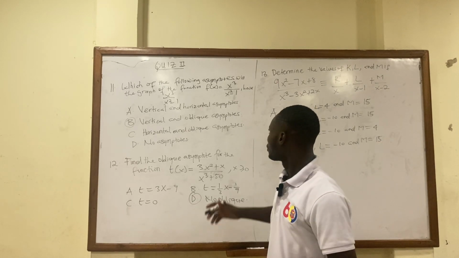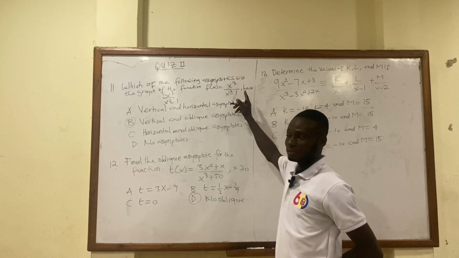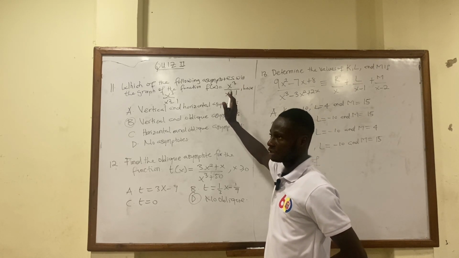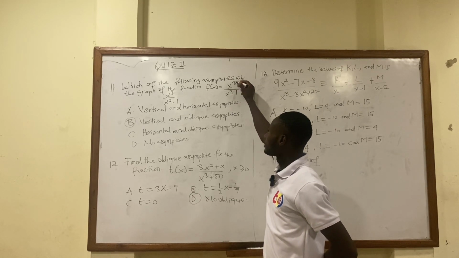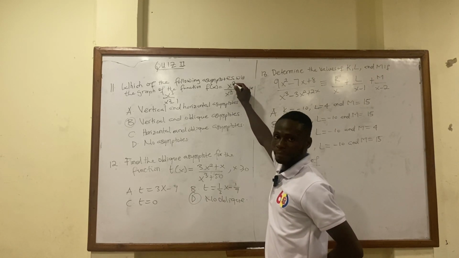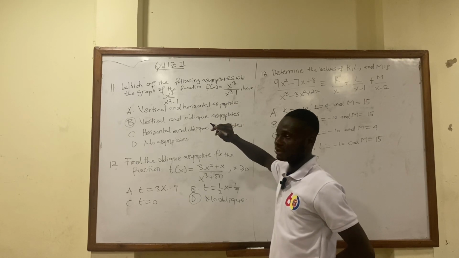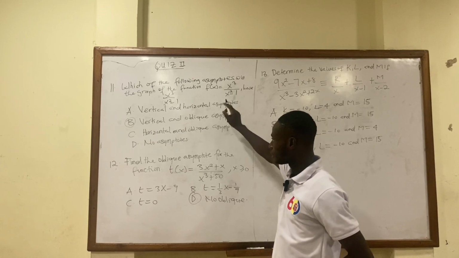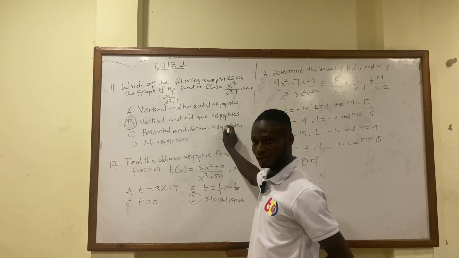All right, so in this question, there is no horizontal asymptote because the degree of the numerator is greater than the degree of the denominator. But there is an oblique asymptote because x is power 3 at the top and x is power 2 at the bottom. And then there is a vertical asymptote as well. So we see option B is right, vertical and oblique asymptote.